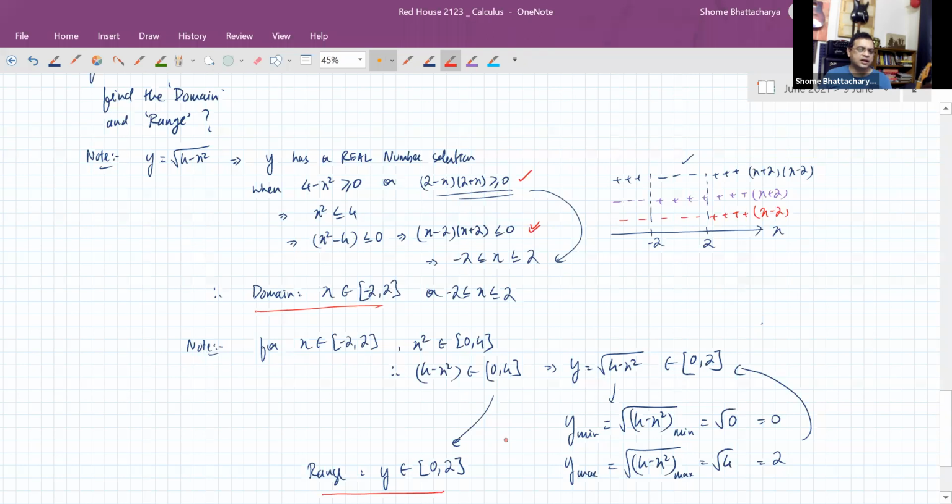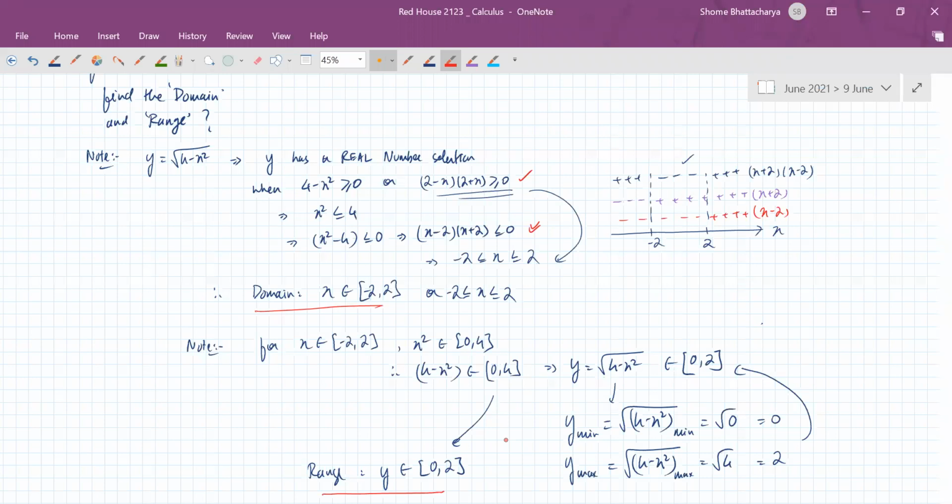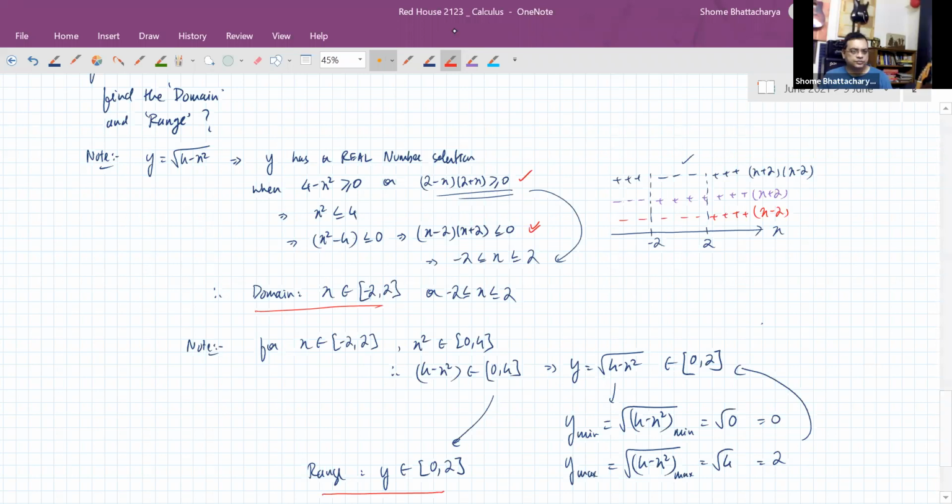Or you can just visualize the graph of y equal to x square, and you will understand. We have done that graph before. Okay, so hope this question is clear to all of you now. Yes, very good, Rishabh and Adinath.